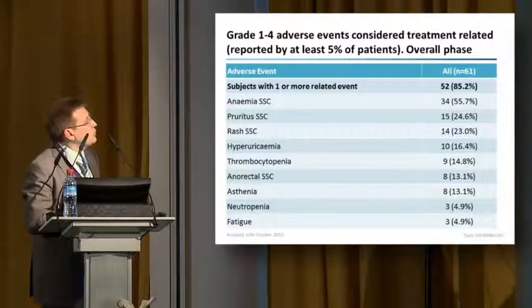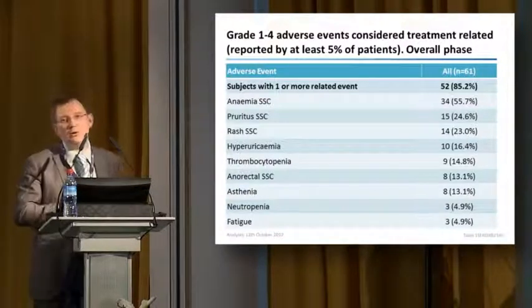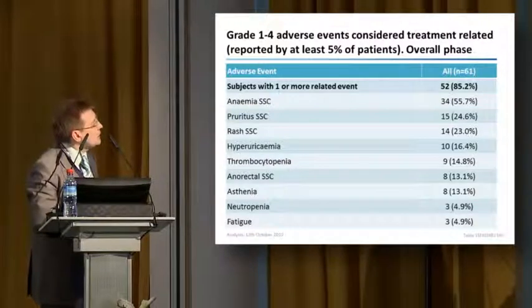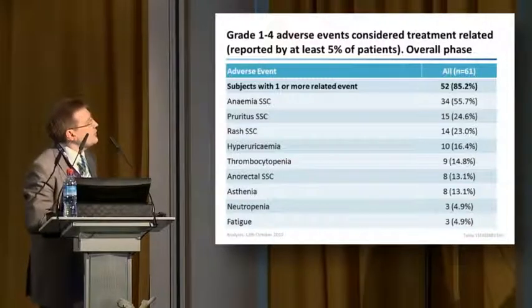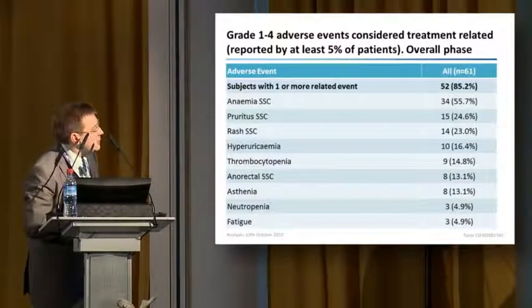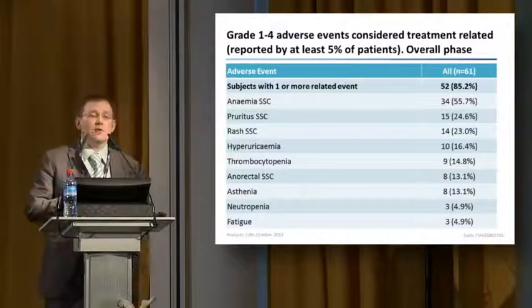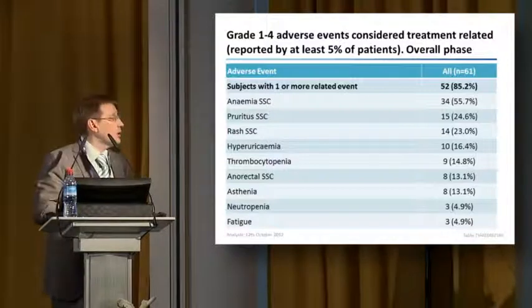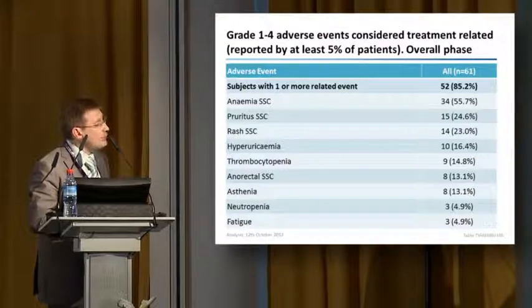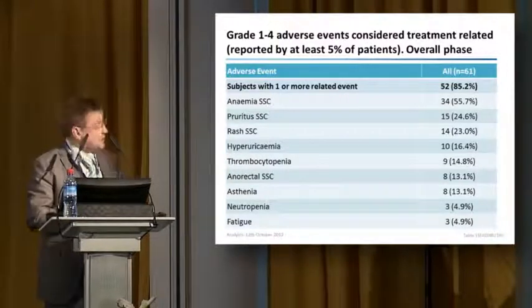Here it is summarizing the grade 1-4 adverse events considered treatment-related by at least 5% of patients. So you can see that practically all subjects have 1 or more adverse events. It's not surprising that the dominating side effect was anemia, 55%, pruritus, 24%, and rash, 23%. Actually, the thrombocytopenia and neutropenia is very interesting, because yesterday we showed you the week 8 analysis with boceprevir, and it was a very high rate of neutropenia. But in this trial, you can see that only 5% of patients demonstrated neutropenia with a grade 1 to 4 in this study. Next slide, please.